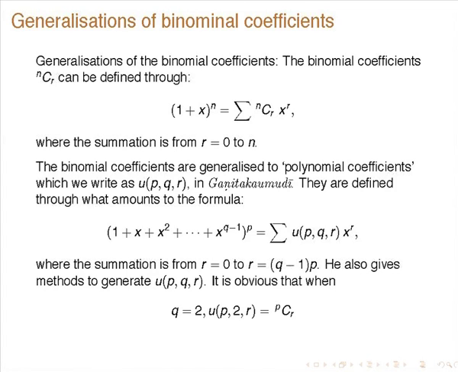And he gives the methods to generate u(p,q). Of course, he does not write it in this fashion. He will talk about a number 1 1 1 1 1 etcetera multiplied several times and so on, but it will amount to that. Then if you take q equal to 2, of course it will reduce to the binomial theorem, and you get pCr, or p2r otherwise.